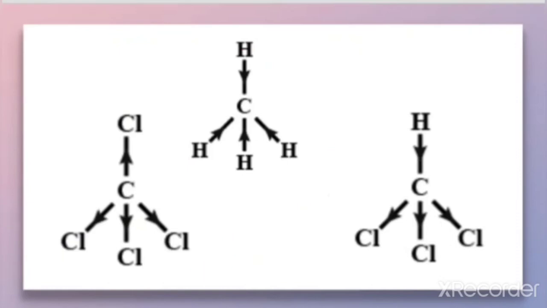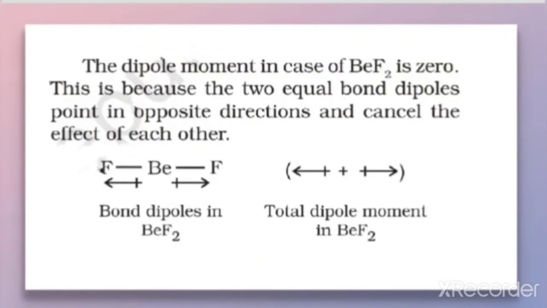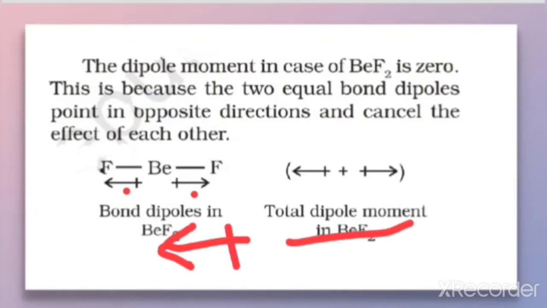Let us take the example of BeF2. When you compare the electronegativity, fluorine is more electronegative, so the bond dipole will be in this direction, that is towards fluorine. When we look at the structure here, the two bond dipoles are of equal magnitude because it is the same type of bond, Be-F. So the magnitude of the bond dipole is the same, but the direction is opposite. One is in this direction, the other is in this direction. So the same magnitude but opposite direction.